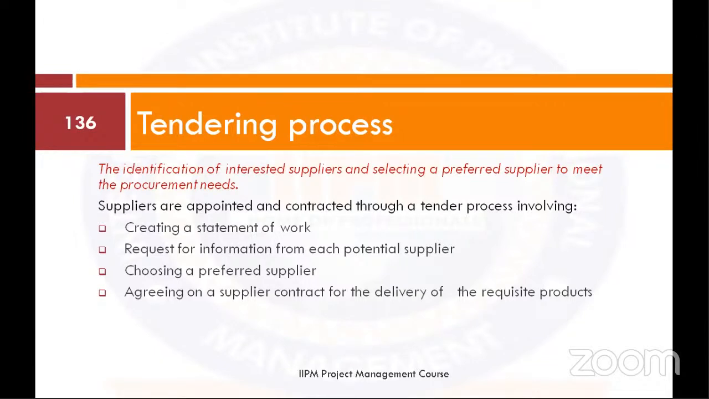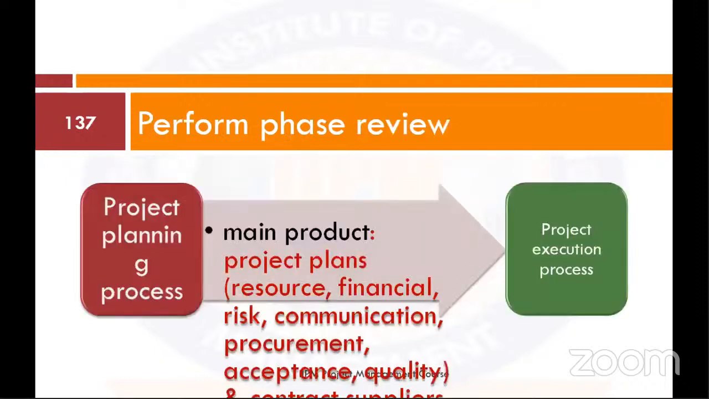Suppliers are appointed and contracted through a tender process involving creating a statement of work, requesting information from each potential supplier, choosing a preferred supplier, then agreeing on a supply contract for the delivery of the requisite products. Then after you're done with this phase of planning, the main product you have here is a project plan, and then from the project plan, you move on to execution.